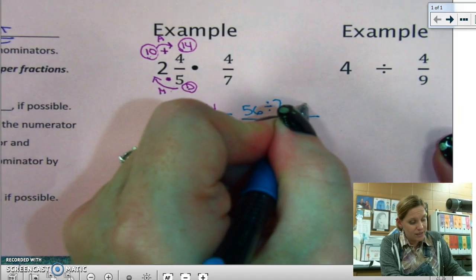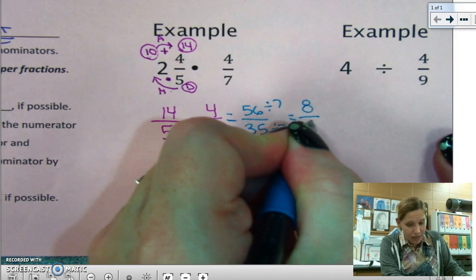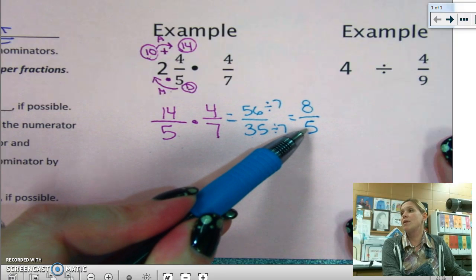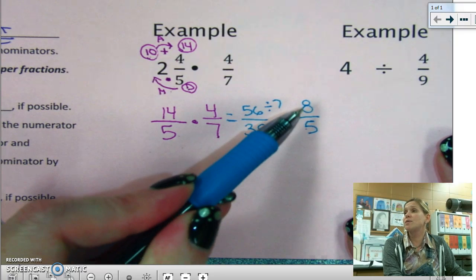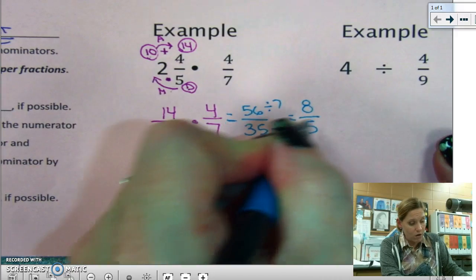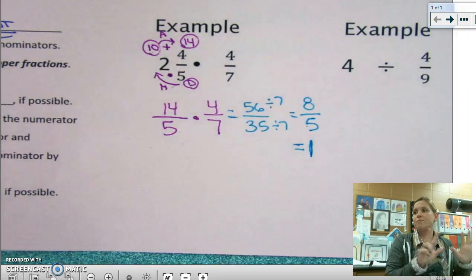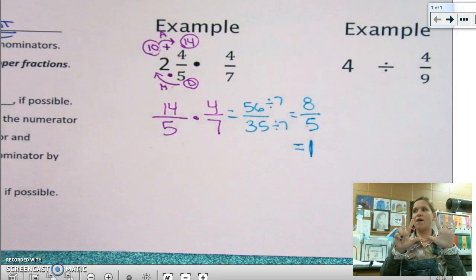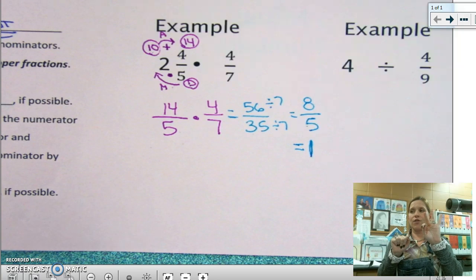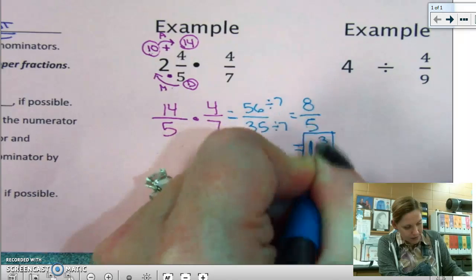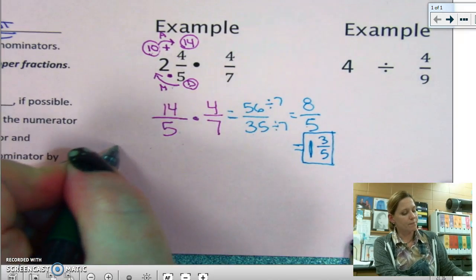And 56 divided by 7 is 8, and 35 divided by 7 is 5. So 8/5, and that is an improper fraction. How many groups of 5 can I get out of 8? Well, I can only get one group out of 8. And how many are left over? If I have 8 and I take away 5, 1, 2, 3, 4, 5, I have 3 left over. So I have one group of 5 complete and 3 out of 5 left over. And there's my answer. That's step number 1.